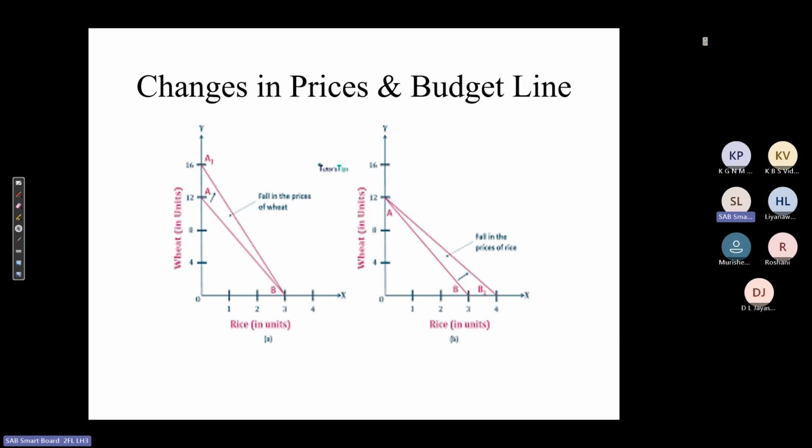by a change in the money income, with factor prices and product prices constant, and the other one is if the prices change. That also will shift it; really, it is a rotation of the budget line. As a result, the consumer can go to a higher level of satisfaction if there is a rise in income or a decline in prices.